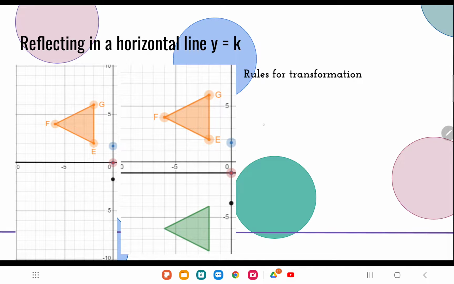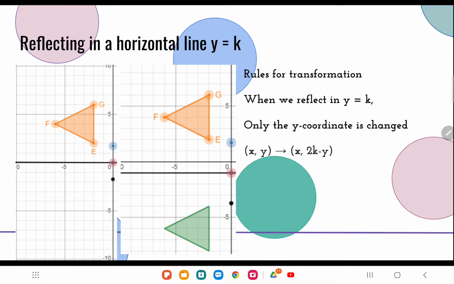This leads to my rules for transformation being when I reflect in y equals k, only the y coordinate is changed. The x coordinate remains the same. I double the value of the y coordinate on that horizontal line, and I subtract the original y coordinate to obtain the new y coordinates for my transformed figure.